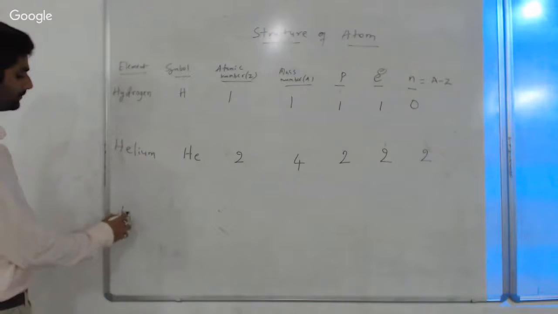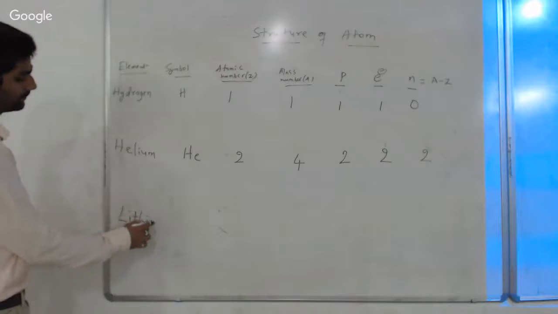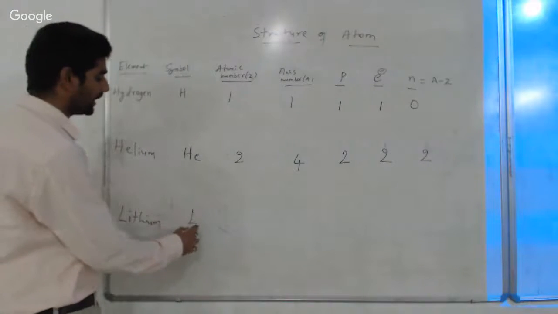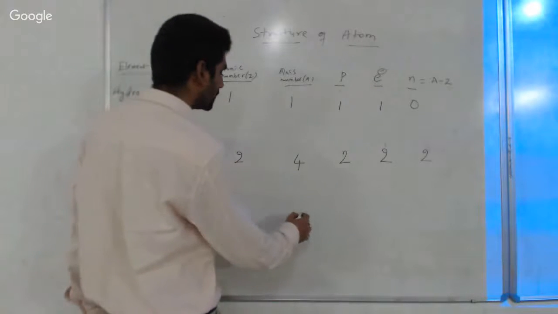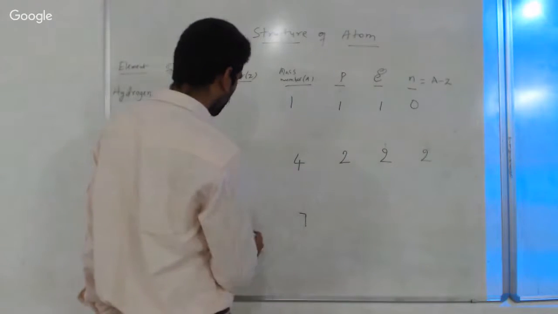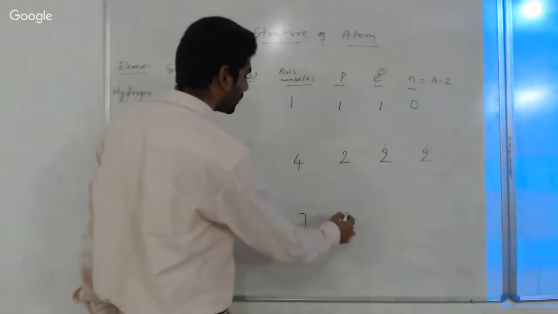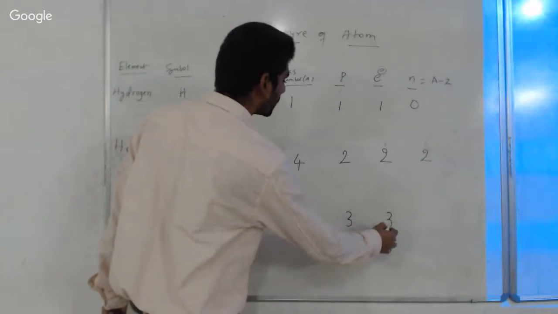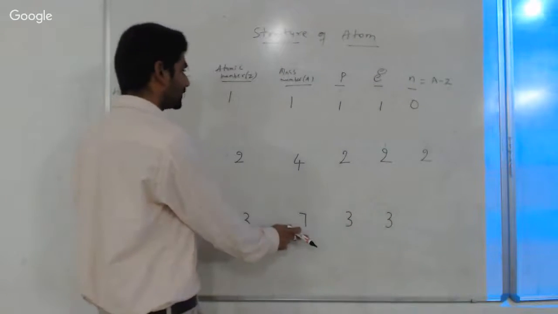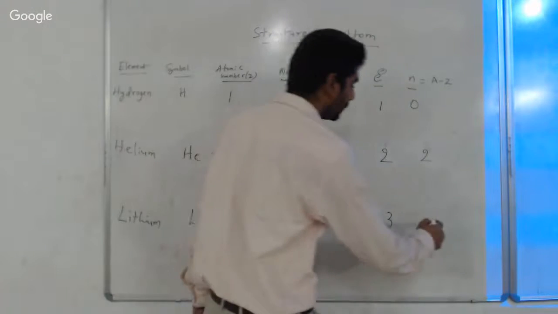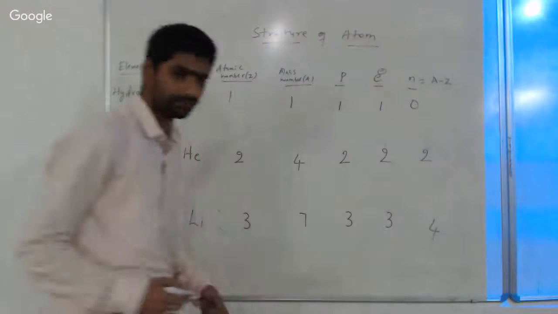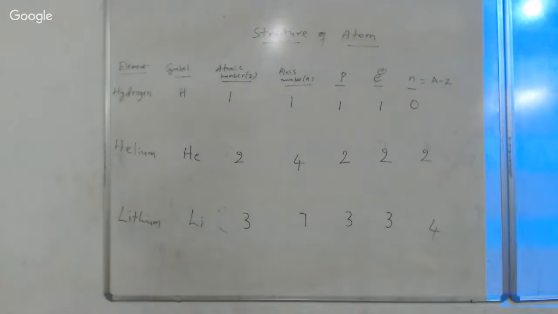It's lithium. Symbol is Li. Atomic number 3. Mass number is 7. Here atomic number 3 means number of protons 3, number of electrons 3. Then take mass number 7, atomic number 3. We get how many neutrons? All of you take this table.